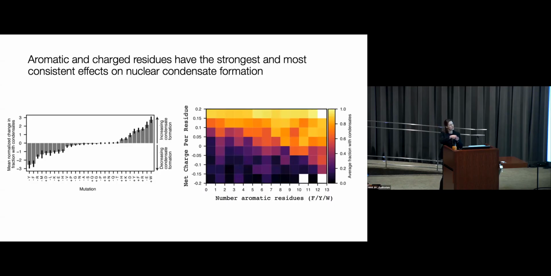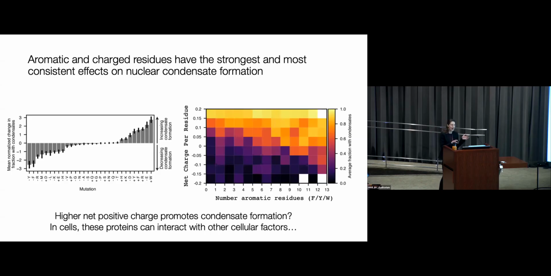And just to show this in another way, we take all of our 14,000 sequences and bin them by the number of aromatic residues that they contain and their net charge per residue. Then for each bin, we calculate the average fraction of those sequences that form condensates, where yellow means all of them form condensates, black means none. You can see as we increase the number of aromatic residues, we increase our propensity to form condensates, and similarly, as we increase net charge per residue, we also increase propensity to form condensates, and we can sort of compensate for one with the other.